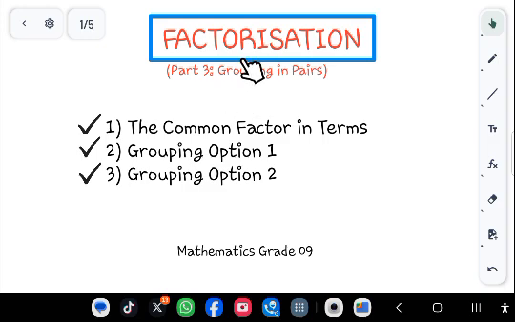And in this video, we're going to focus on factorization for mathematics grade 9, and this is part 3 of a 4-part video series. And in this part, we're going to focus on how to factorize by grouping in pairs.